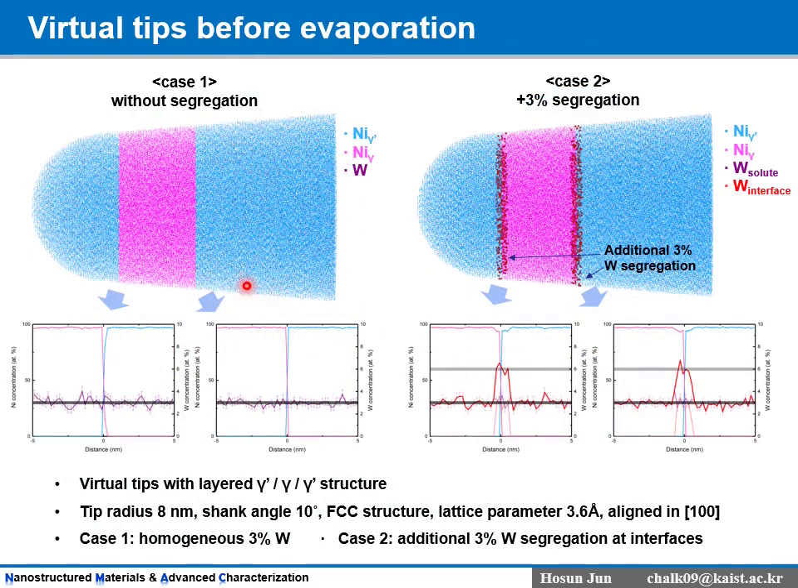These are the synthesized virtual tips before evaporation simulation. Two types of tips were made, one with a constant tungsten concentration of 3% all over the tip, and another one with 3% of additional tungsten segregation at the interface. The tip radius was 8 nanometers and shank angle was 10 degrees. The structure was FCC with a lattice parameter of 3.6 angstroms, and the z-axis of the tip is aligned with the 100 direction of the lattice. At the interface, the proxigram shows a homogeneous 3% concentration of tungsten in the first tip and a 6% concentration layer with 1 nanometer width in the second tip.